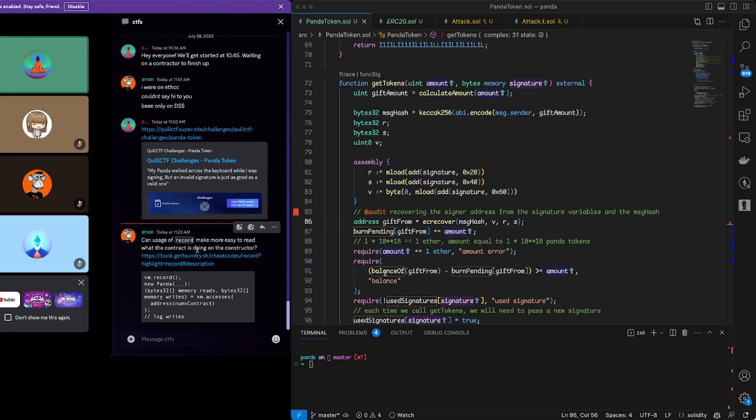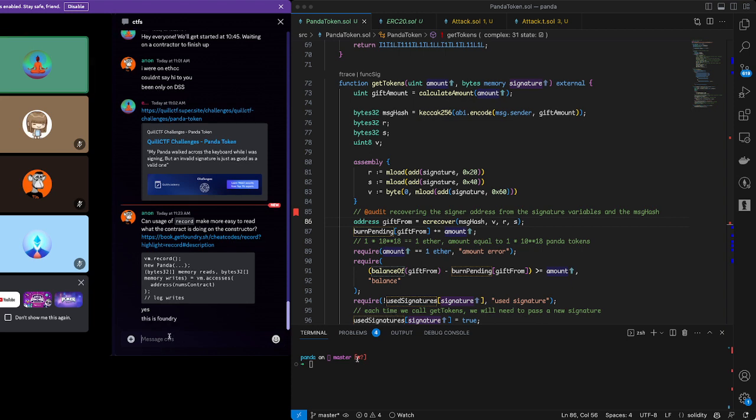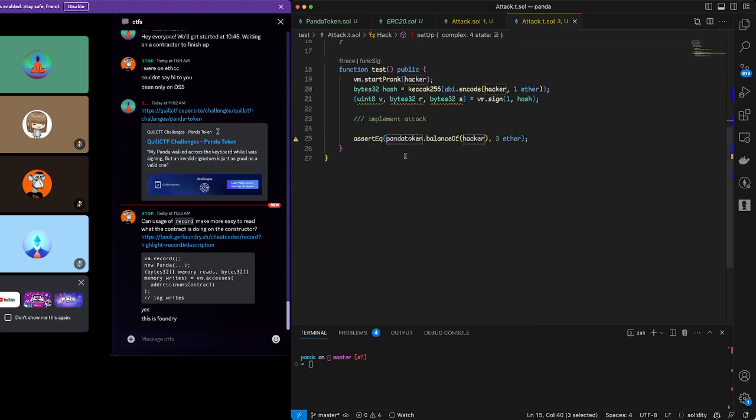So let's see, can usage of record make it easier to read what the contract is doing on the constructor? Oh, that's really interesting. Let's try this when we do the walkthrough. This is in Foundry we would do this, right? VM.record new Panda. Yeah, okay, let's definitely do this when we get into the test. Or I guess we could just do this right now real quick.